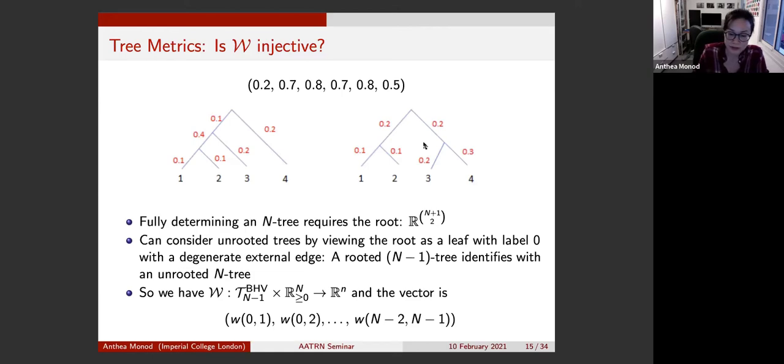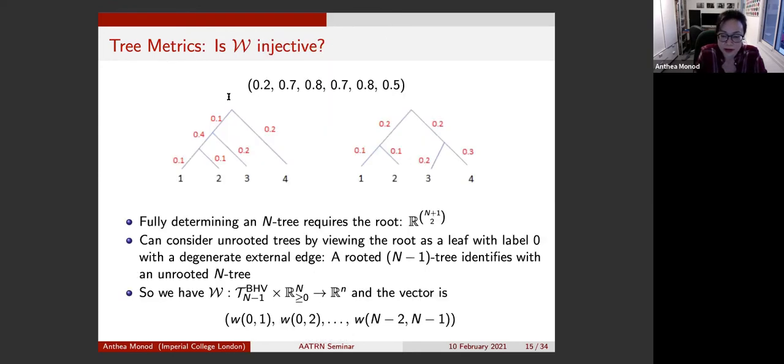So basically, you can consider unrooted trees by viewing the root as a leaf with label zero, as a degenerate external edge. That's a zero length external edge. That's how people identify unrooted trees with rooted trees. But the idea here really is to include the root leaf label zero, to move from unrooted trees to rooted trees, and rooted trees is what we need in order to have W be injective.